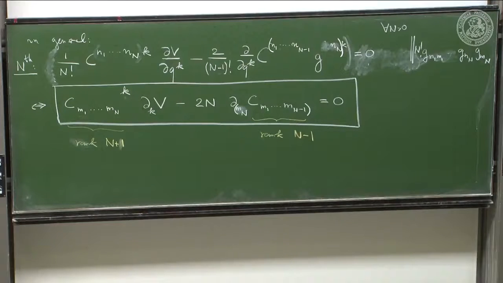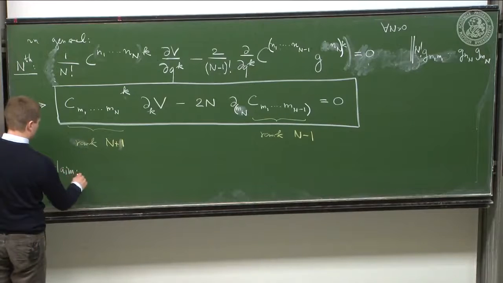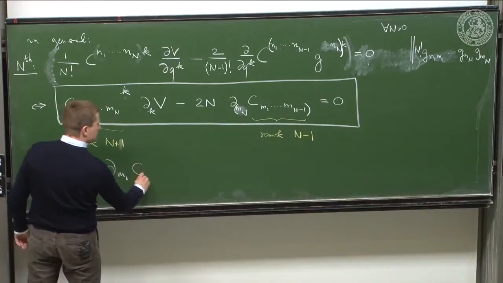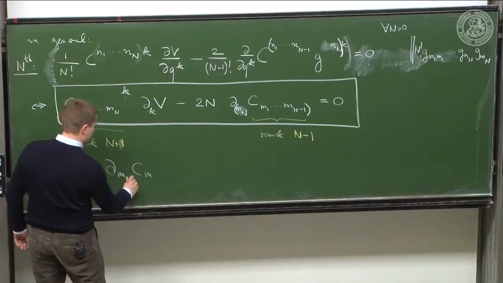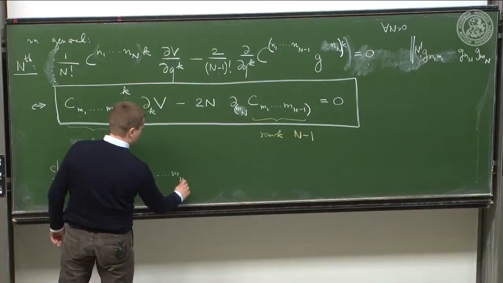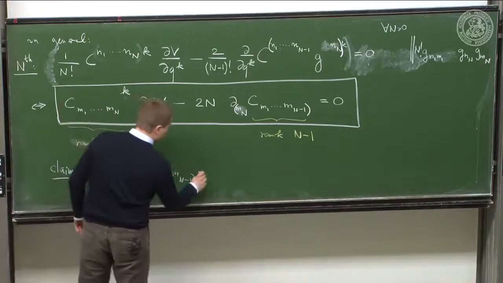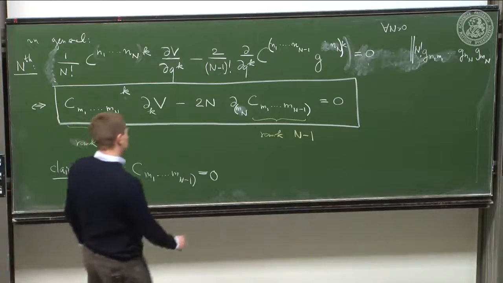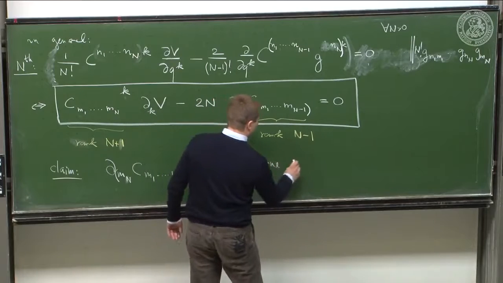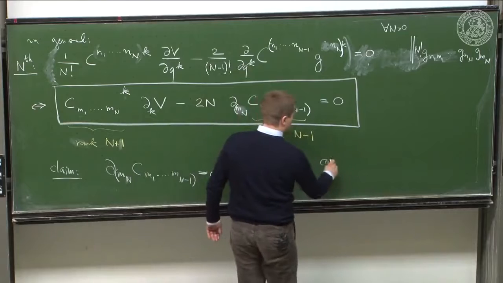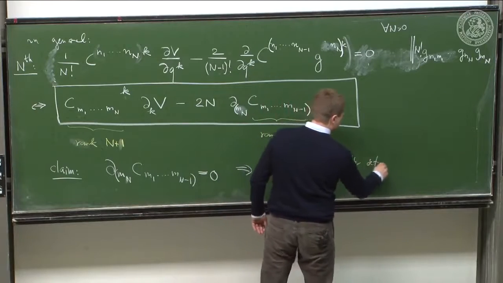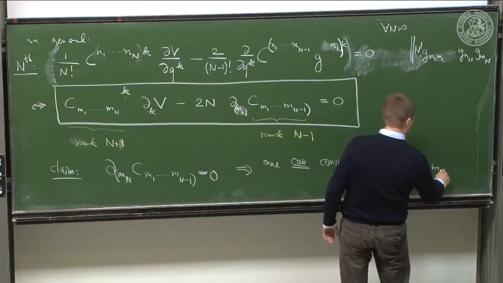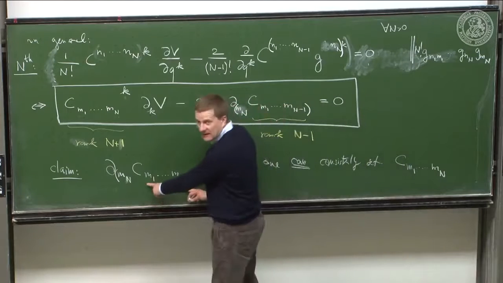And now I claim: if del m1 C m2 to mn, or del mn, doesn't matter because I totally symmetrize, C m1 to C mn minus 1, symmetrized, if this equals 0, then one can, not one must, but one can consistently set the C m1 to mn's, so I go one further because this has rank n minus 1.